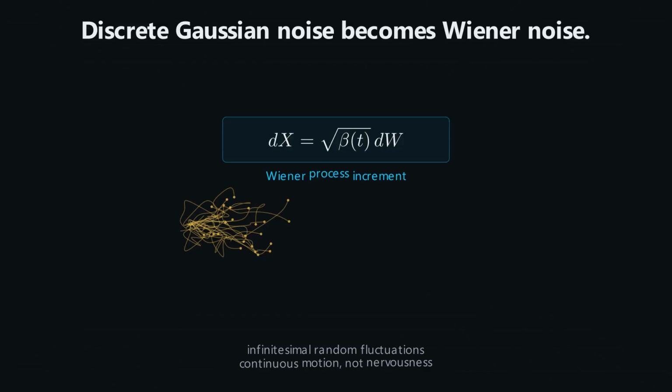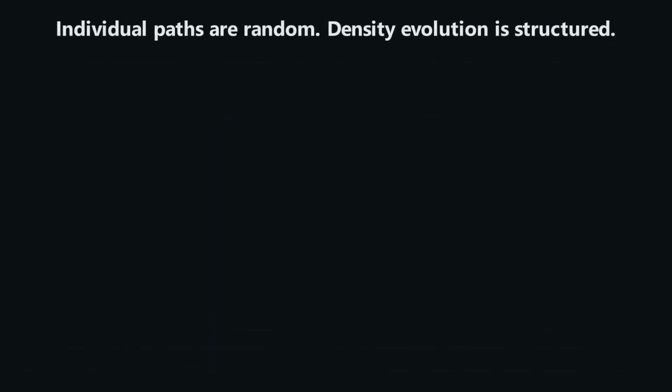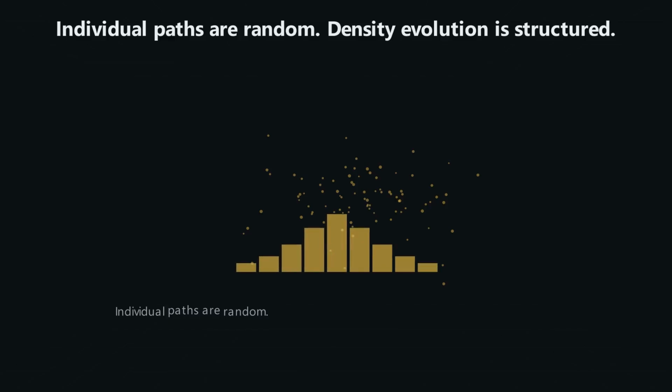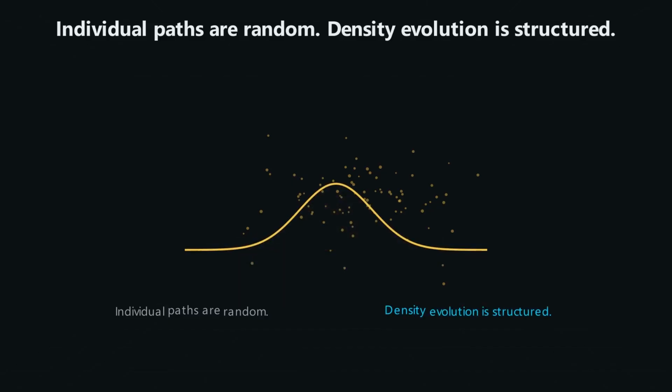A pure noise process can be written simply as dx equals square root beta of t times dW. At the level of individual particles, the paths look random. Each particle wiggles in its own unpredictable way. But now we change perspective. Instead of following one particle, we follow the whole cloud. As the particles spread, we group them into a histogram. Then the histogram becomes a smooth density curve. This is the key shift. Individual sample paths are random. The evolution of the probability density is structured, and that density evolution is what the next equations describe.